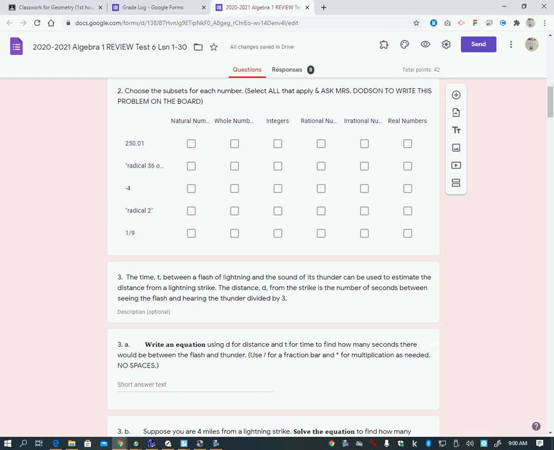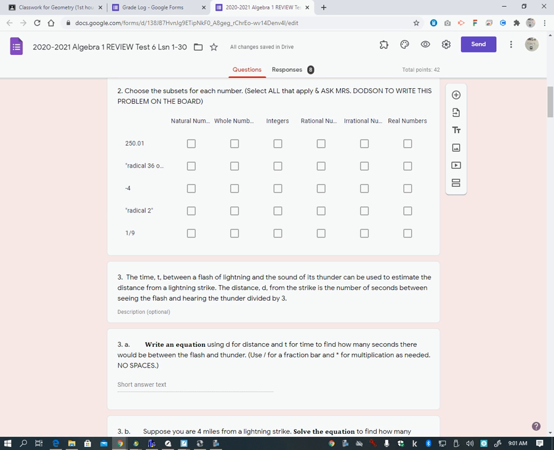All right, let's take a look at this. We want the subsets of each number. This has been on previous tests. This has been a SMART goal of ours. This is something that we want to know and understand. We need to know all the categories that something fits into.